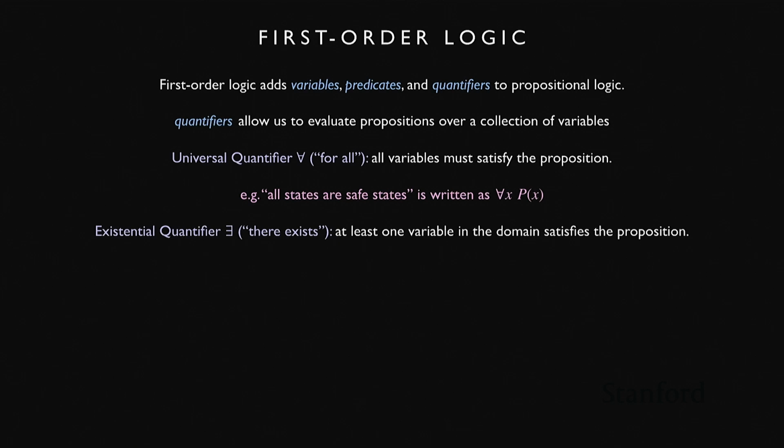Then there's also the existential quantifier, which is this backwards E. And you can think of that one as "there exists." So there needs to be at least one variable in the domain that satisfies the proposition. For example, if we wanted to say at least one state is a safe state, we can write there exists an x, there exists a state such that p of x is true.